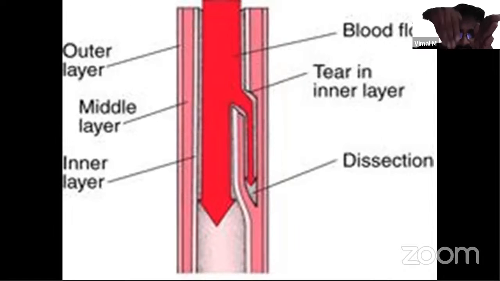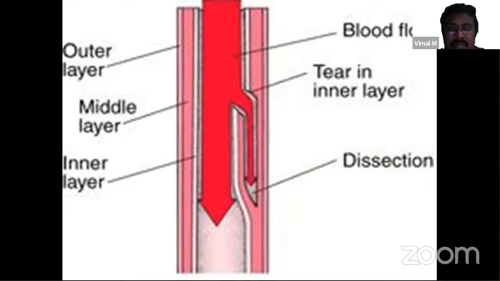It will be dissecting, like a scissor, the tunica media, and it will enter and form a separate column of blood in the tunica media. So you will get two columns of blood flowing in the blood vessel. This is sometimes called a double-barreled aorta. This is also an MCQ. In dissecting aneurysm, you will get a double-barreled aorta.